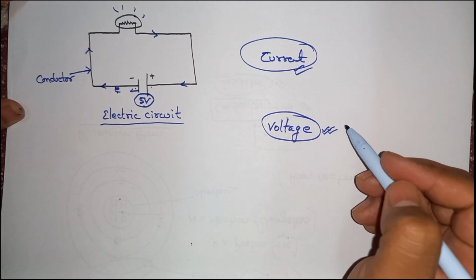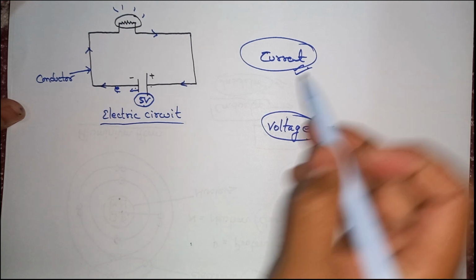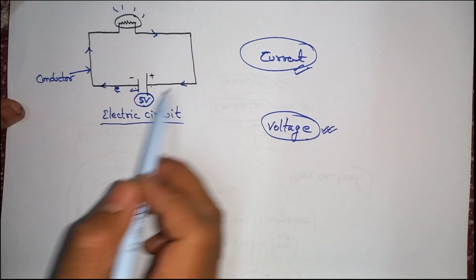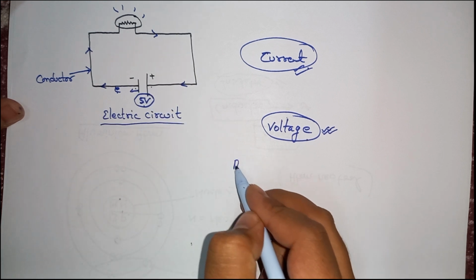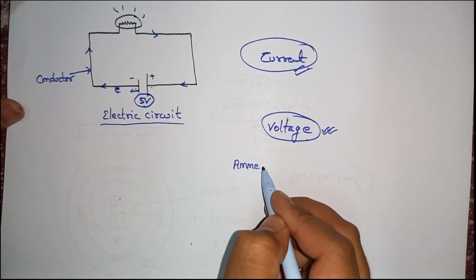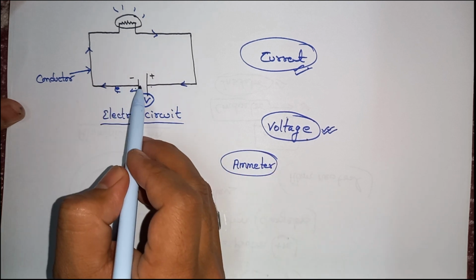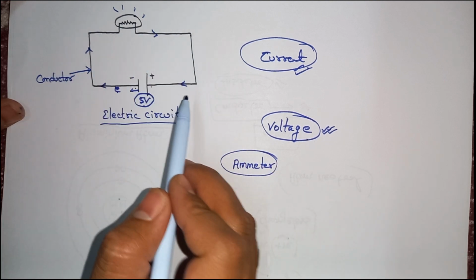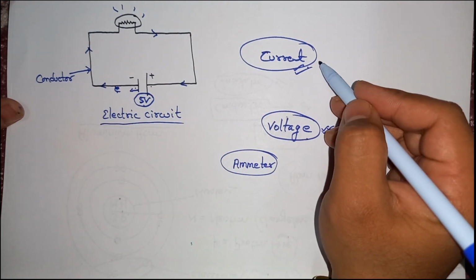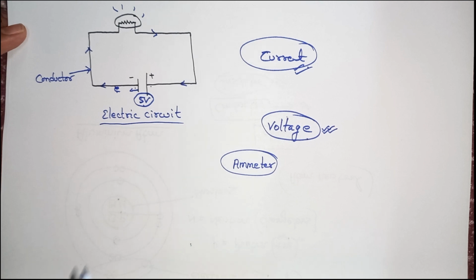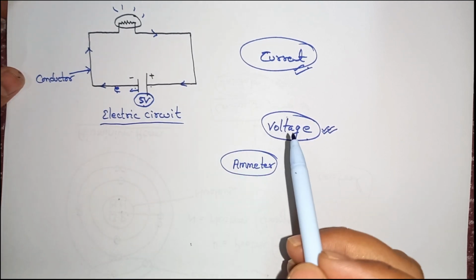Now we have known about current, we have known about voltage. Whenever we need to measure a current in this circuit, we take an ammeter. There is an instrument we call an ammeter, and we place this ammeter in series. We should understand the connection: for measurement of current we need a series connection, and for measurement of voltage we need a parallel connection.